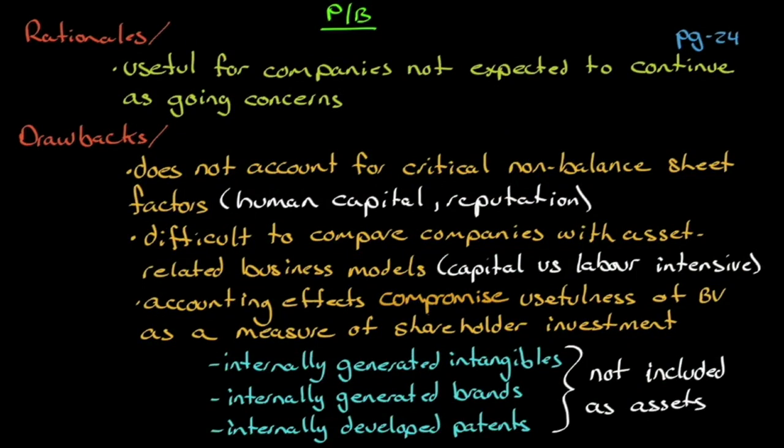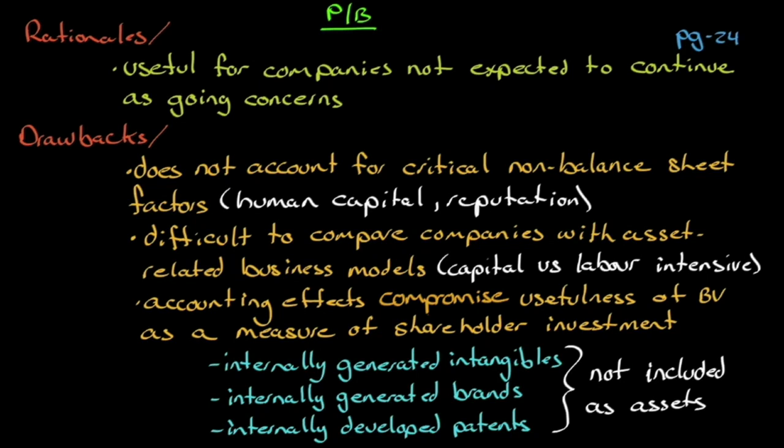Continuing on with our rationales. Useful for companies not expected to continue as going concerns. So chances are the company will sell at its book value. But then again, you have to have a look at that. Is it still operating as a going concern and simply winding up operations over time, or are we looking at liquidated value? If we're looking at liquidated value, then price to book's not going to help us there.